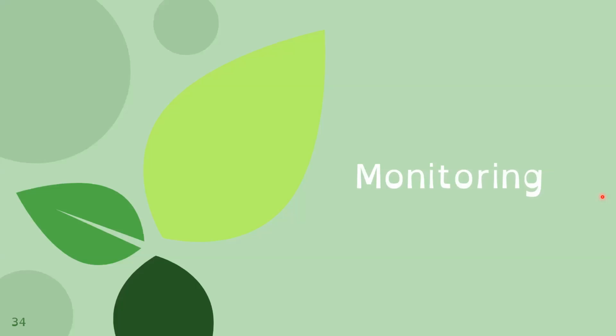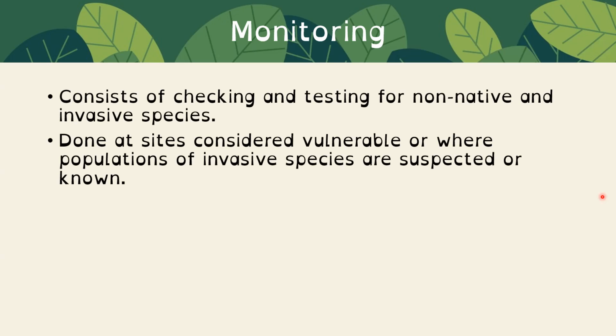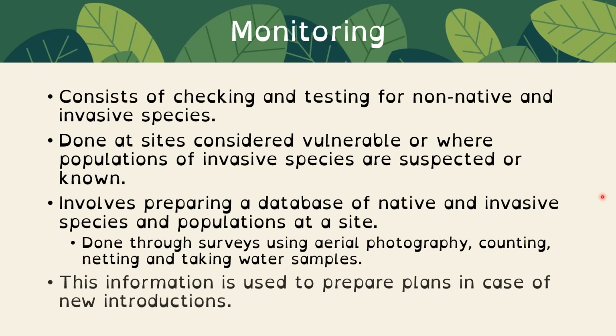So let's look at what monitoring means. This consists of checking and testing for non-native and invasive species, done at sites considered vulnerable or where populations of invasive species are suspected or known. It involves preparing a database of native and invasive species and populations at a site. This is done through surveys using aerial photography, counting, netting, and taking water samples. Similar to the way that we've talked about monitoring before, this also happens when we're looking for species, as that's part of what can be tracked and paid attention to in order to figure out what needs to happen.